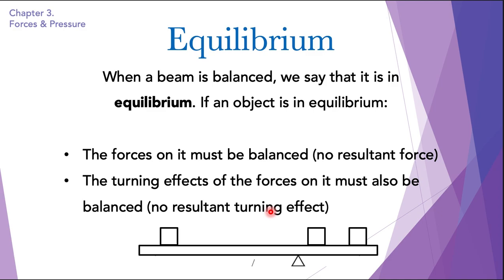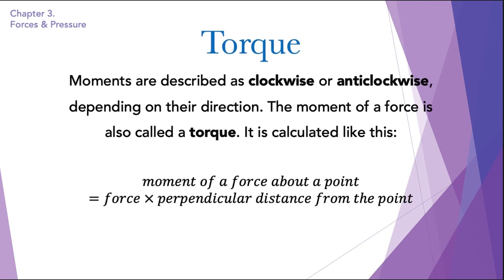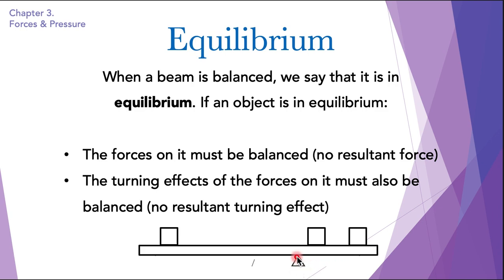Now let's look at how we can calculate moments. So moments are described as clockwise or anti-clockwise, depending on their direction. The moment of a force is also called a torque. We can call it either a moment or a torque. It means the same thing. And this torque can be calculated using this equation. The moment of a force about a point is equal to the force multiplied by the perpendicular distance from the point. So the moment of a force about this pivot is equal to the force multiplied by the perpendicular distance from this pivot.